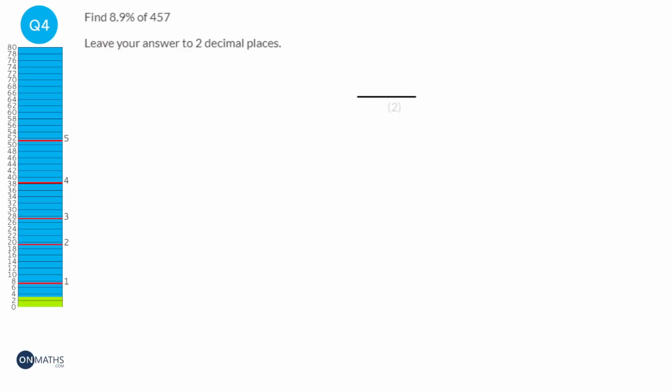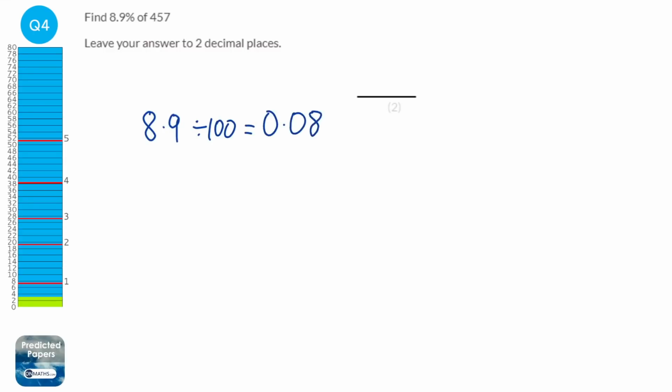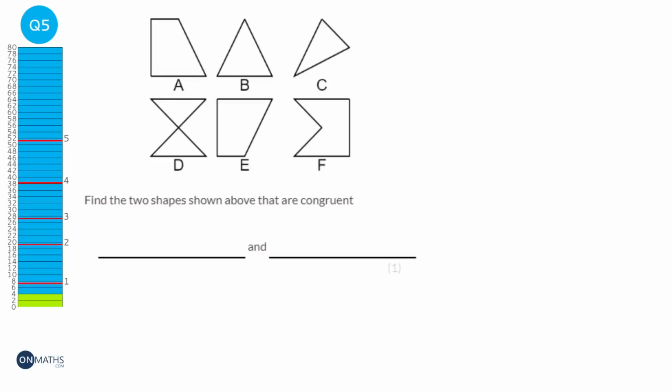So for this question, we need to convert the percentage to a decimal. To do that, we get that 8.9%, and we just divide by 100. And so that will give us 0.089. Of normally means times in maths, so we're just going to times that by 457, and that will give us 40.67.